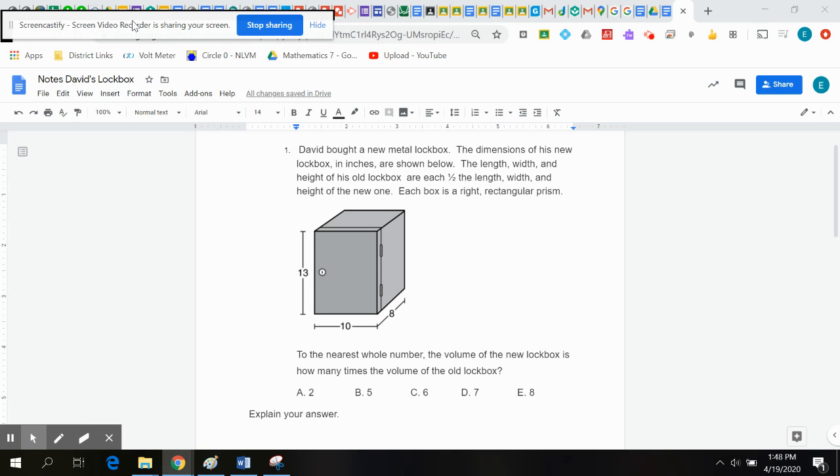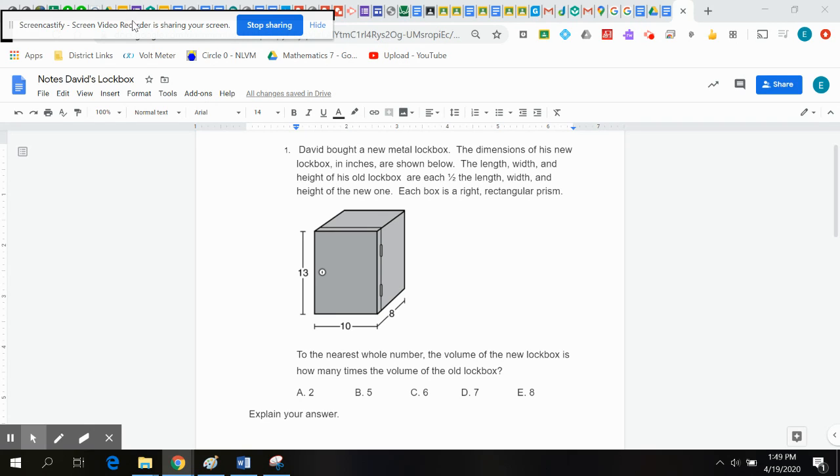On Thursday, April the 16th, I asked you guys to complete this problem on David's new metal lockbox. It said the dimensions of his new lockbox in inches are shown below: the length, the width, and the height. Now, we just learned about length, width, and height, and they are one-dimensional units. So the length would be 10 inches, the width would be 8 inches, the height would be 13 inches. Now, the length, the width, and the height of his old lockbox are half the length, the width, and the height of the new one. Each box is a right rectangular prism.